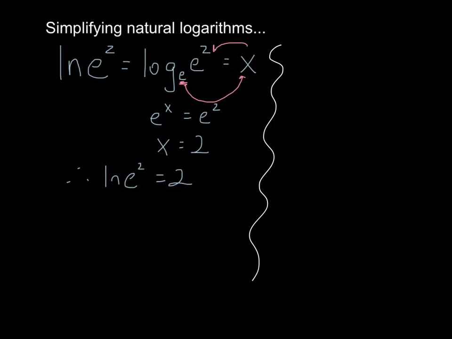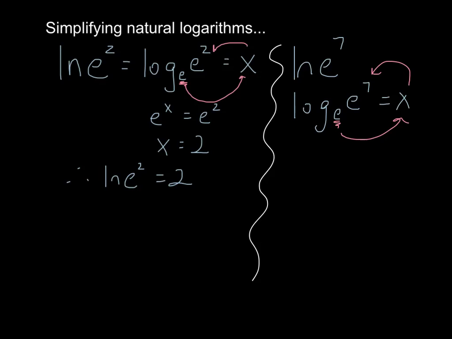Now let's look at another example. Let's try ln of e to the 7th power. Now again, this means log base e of e to the 7th. And what we'll do is set this equal to x so that we can write it in exponential form. We start with the base, e to the x equals e to the 7th. We have common bases, so we can just set the exponents equal. So x is equal to 7, which means that ln of e to the 7th equals 7.